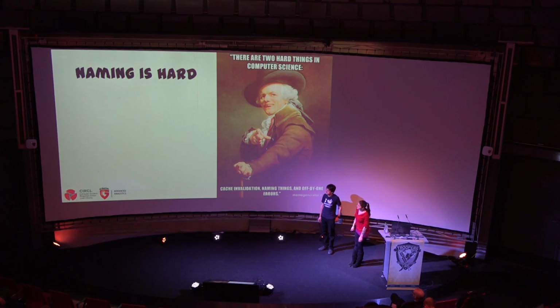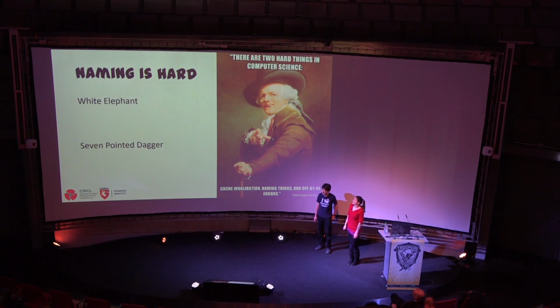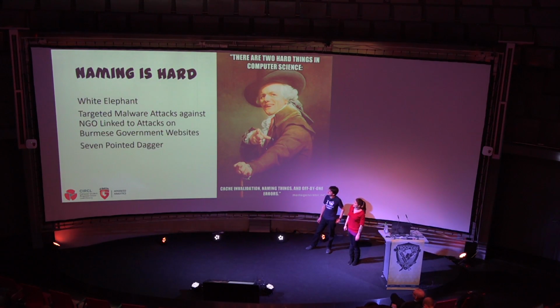And we found another case in our data set where one vendor came out with a report about the White Elephant APT, and then it took them 2 years more to come out with another report on the same actor, then calling it 7-pointed dagger. It's like, oops. But interestingly, in the middle of it, there was a 3rd report commenting on the same group, giving it an actually serious title, mentioning that it attacked the Burmese government.